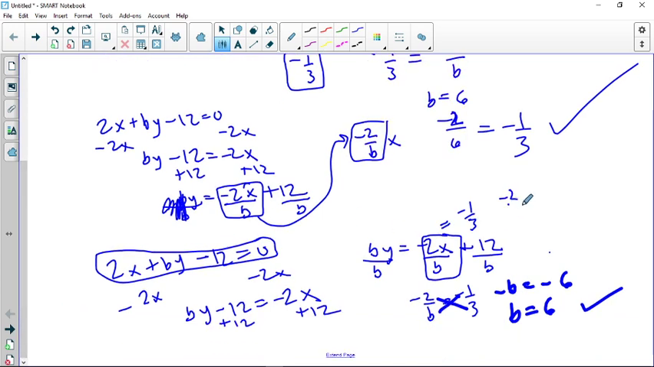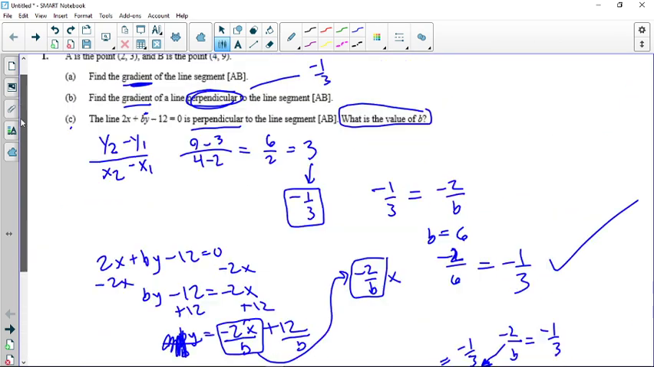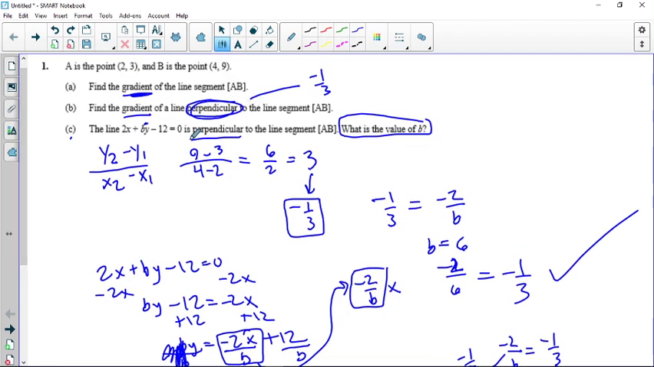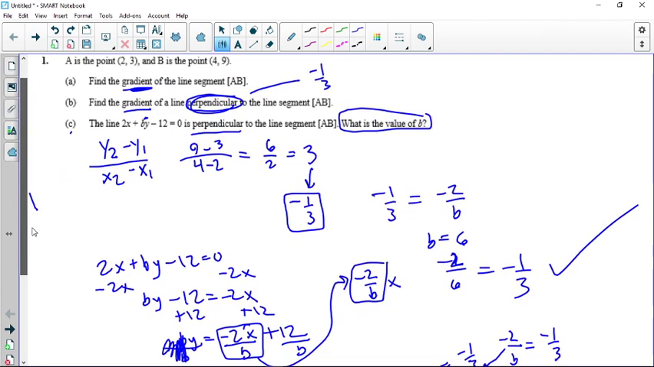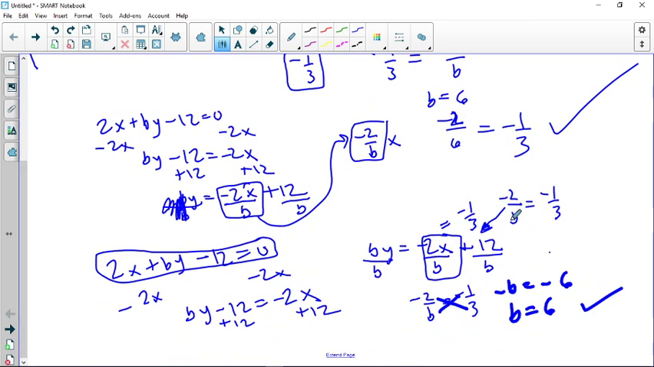So negative 2 over b, that's my slope here. After I got y by itself, I get negative 2 over b. But I know it has to equal negative 1/3 because in the previous section, we got negative 1/3 for the perpendicular slope. So if I know that to be perpendicular this has to be negative 1/3, there's only one value I can put here for b to make this whole thing negative 1/3.